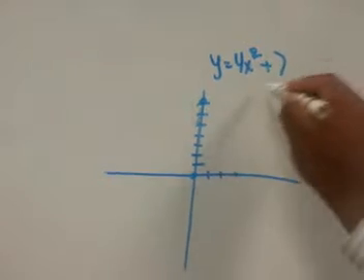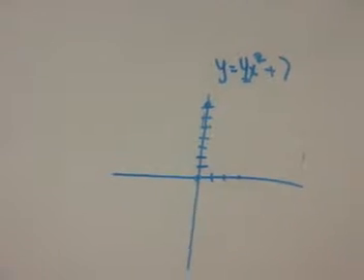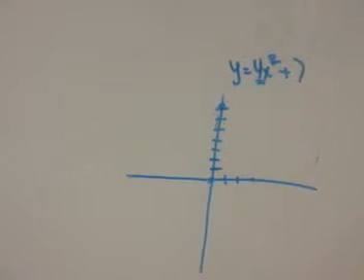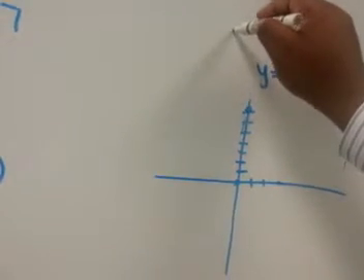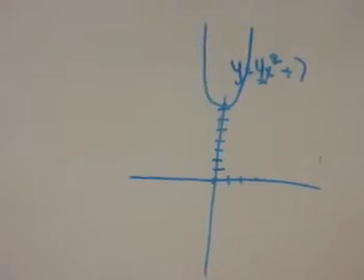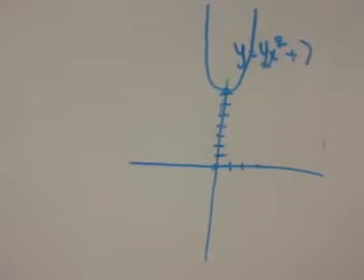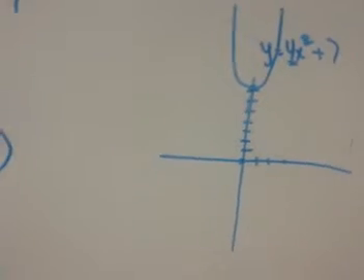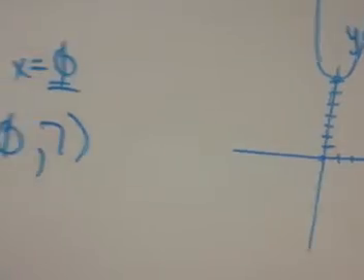Now, because it's y equals 4x squared plus 7, we know the parabola is going to look like a U shape because this is a positive number. And because it's greater than 1, it's going to be skinny. I hope that's skinnier than our other parabola. Okay, so that's the second one down. Let's get the third one.